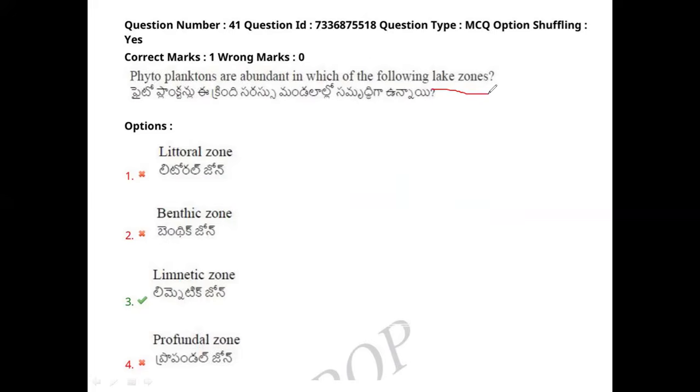So phytoplanktons are nothing but plant-like planktons which are generally found in the water body. In order to find phytoplanktons in large numbers, a specific zone or area must have a lot of sunlight and a lot of photosynthesis. Only in such an area can you see the presence of phytoplanktons in abundance. So I'll just erase it and go to the explanation part. The answer is of course the limnetic zone.